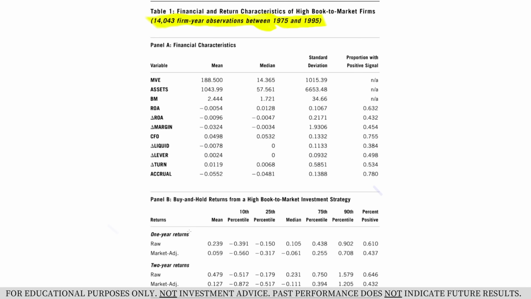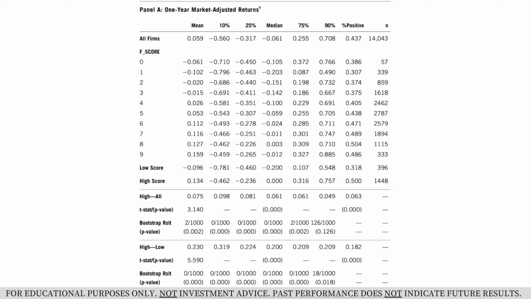So buying stocks that had a high either 8 or 9 score and scored in the top 20th percentile on high book to market generated an average return of 23.9%. If you adjust that for how the market did, it was 5.9% per year better. If you bought and held for 2 years, those stocks generated raw total returns of 47.9 or 12.7% better than the market. This is how all firms did, broken down by their different F scores. So you can see the worst stocks on the F score, getting a 0, returned an average of negative 6.1 over the next 1 year.